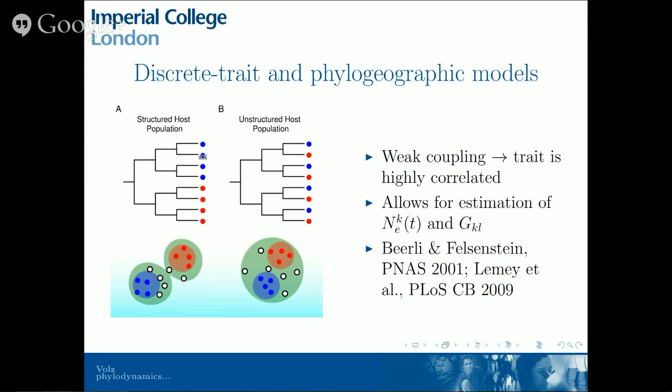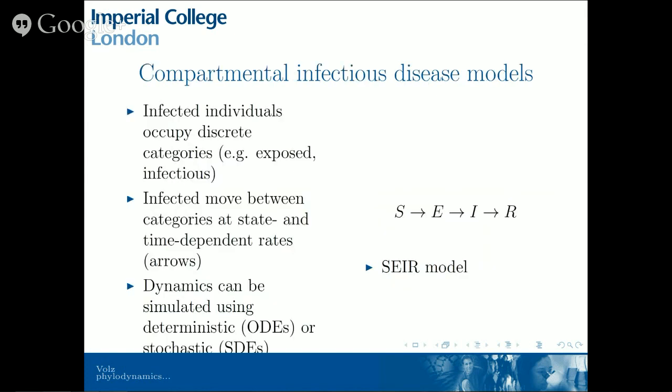And if there's very frequent migration between populations, there will be very little correlation between that discrete character and the tree. So what we want to do is similar to that, except we want to do it for an epidemiological model where that discrete character doesn't necessarily represent some spatial information. It might actually represent some clinical or behavioral attribute in the model. So I'll demonstrate this using a simple SEIR model.